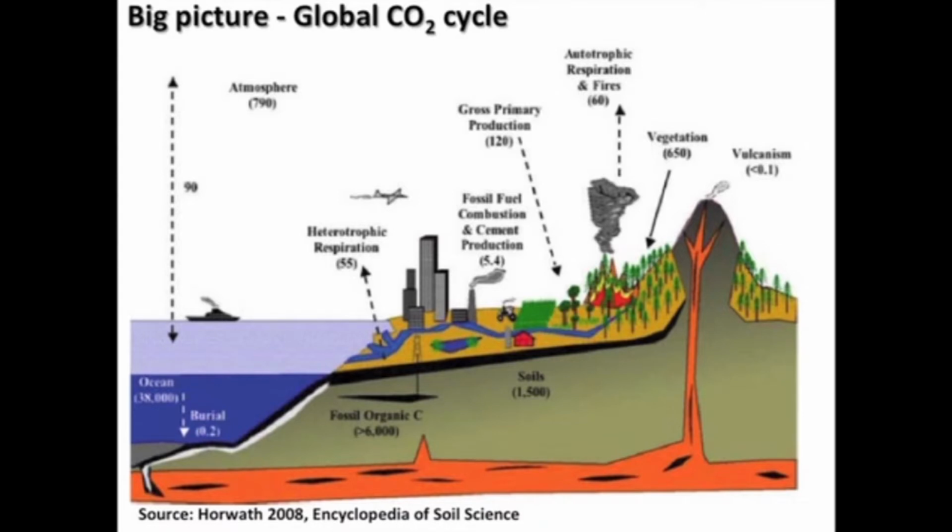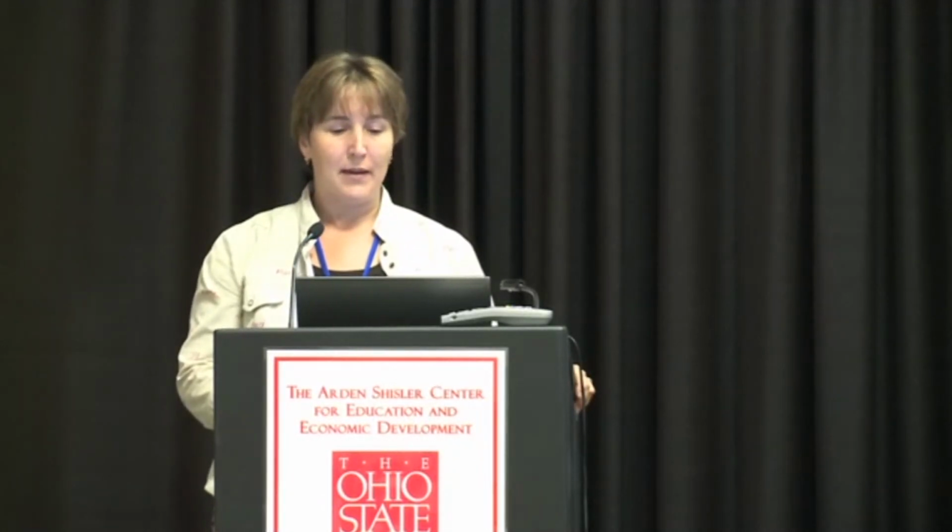Some of the big players are the atmosphere, where carbon is carbon dioxide; vegetation, where it is organic material; fossil organic carbon, something that we are heavily using; and the ocean, a big player in the global carbon cycle. And last that I want to mention, but definitely not least for us, is soils.